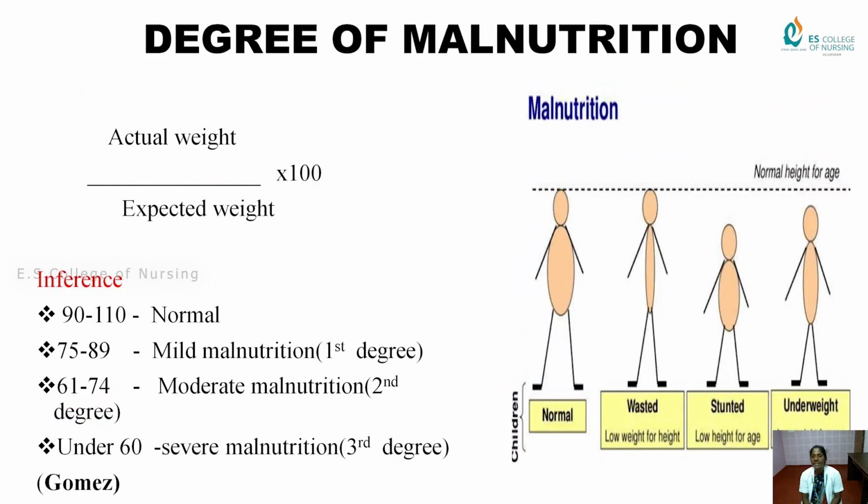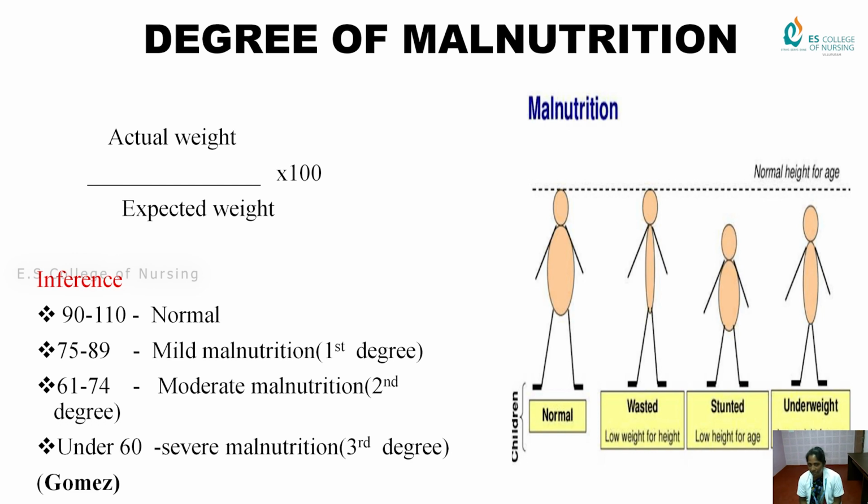And coming to the degree of malnutrition. The degree of malnutrition can be calculated by actual weight divided by expected weight, multiplied by 100. You know what actual weight is: how much the baby is weighing is called the actual weight. What is expected weight? How much the baby has to weigh according to age is called the expected weight. You just measure the baby, and whatever it comes to is the actual weight.